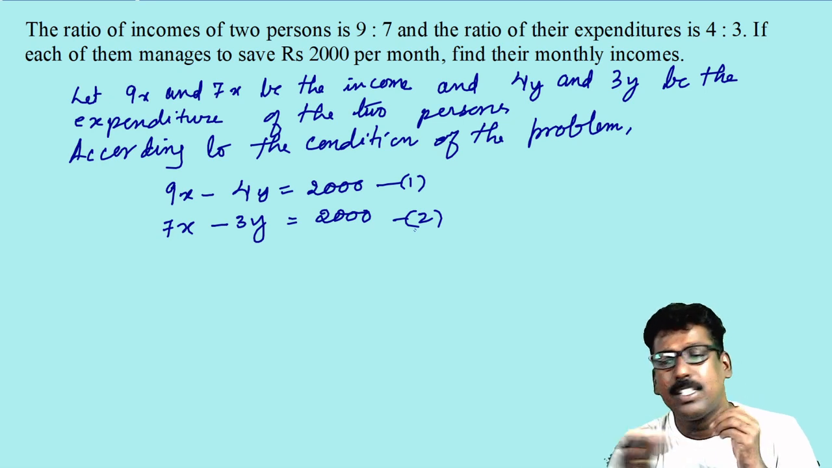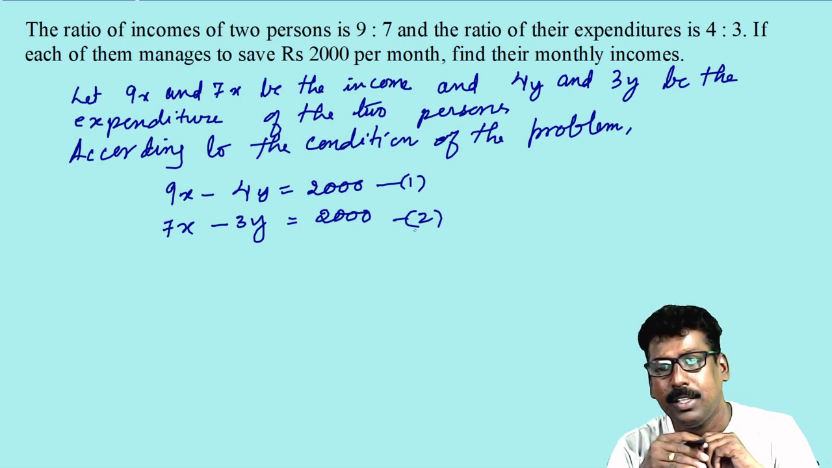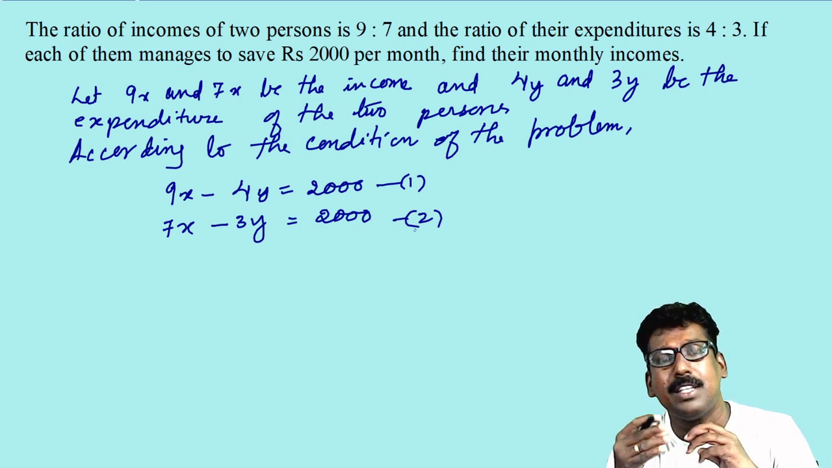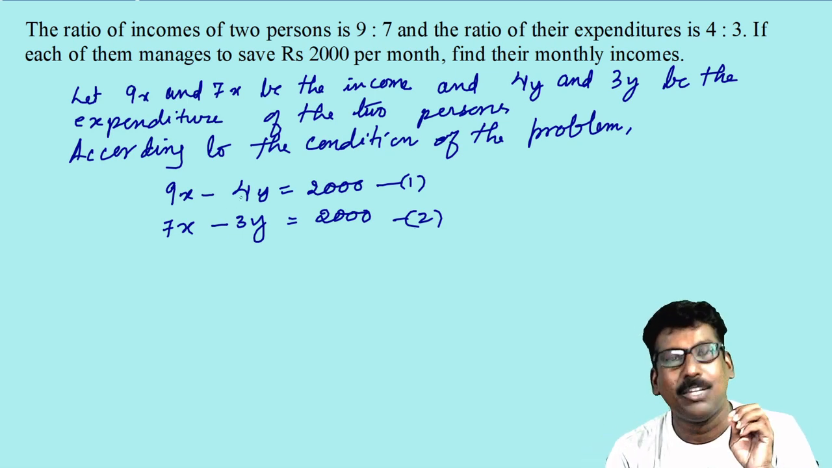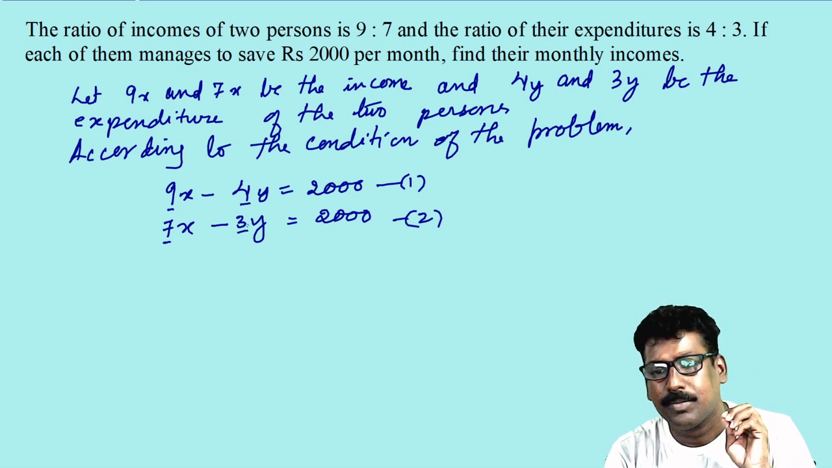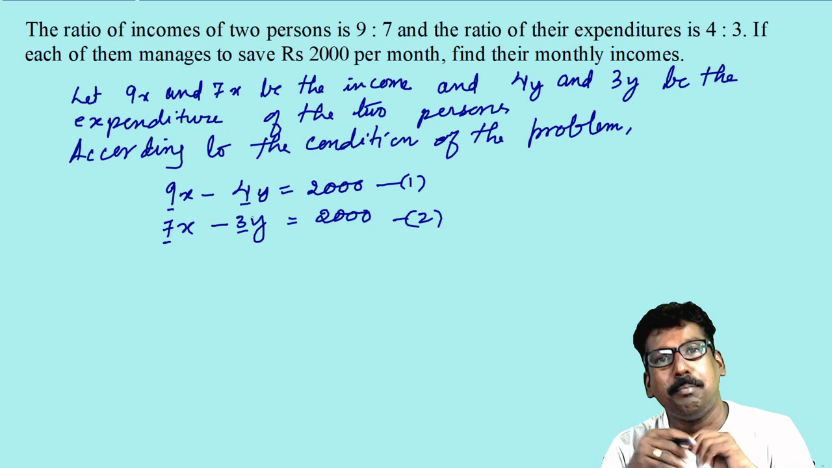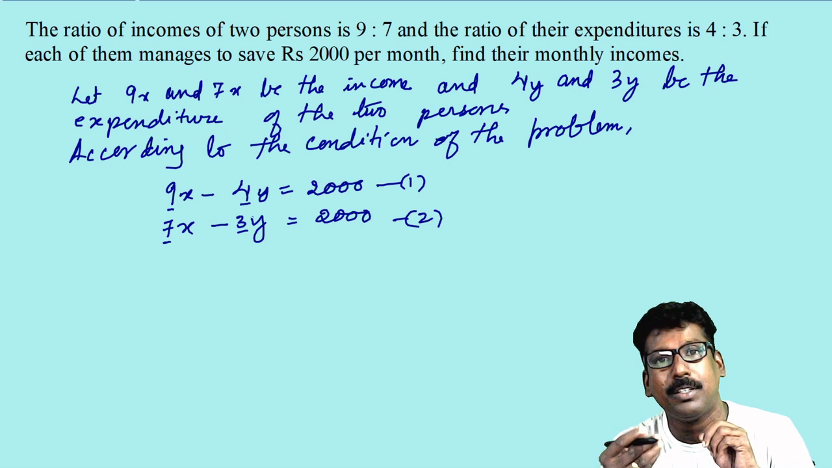As in the previous case, if you subtract the equations, no term is eliminated. Then how to make the terms containing x or containing y equal? There is a method for that. Let us look at the coefficient of x and the coefficient of y in both the equations. Here it is 9 and 7. Coefficient of y is 4 and 3. Forget about the sign.